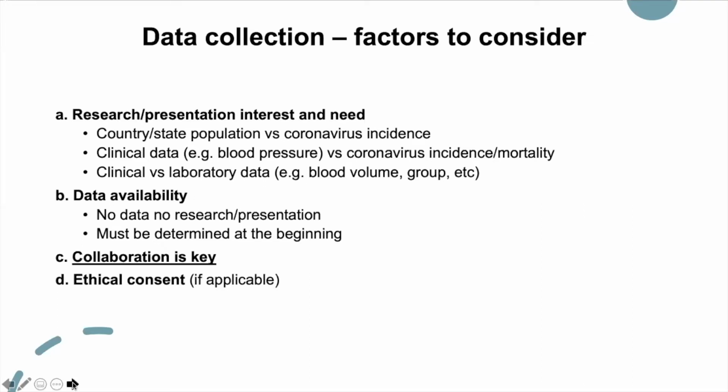Then ethical consent. If you need ethical consent for your studies, then make sure that you secure that very early on. Don't go ahead and buy reagents and start analysis and do everything only to realize that, oh, because of ethical consent, you really cannot use this data. So fix this problem very early on so that you will not have problems later on.